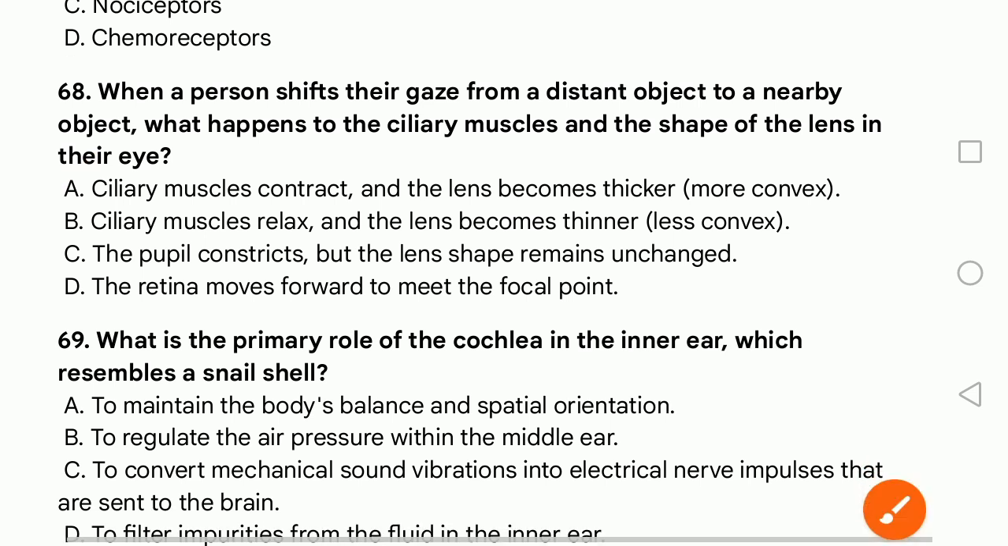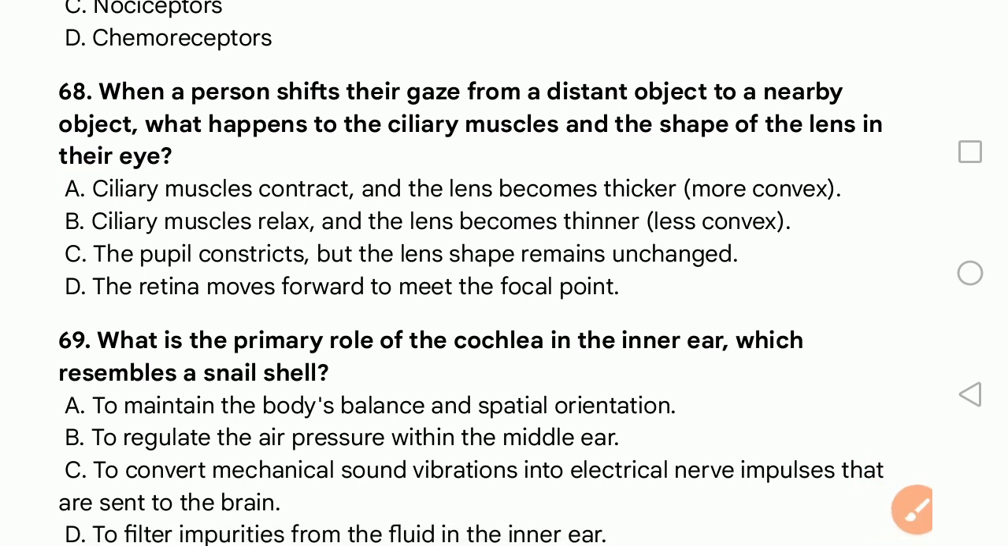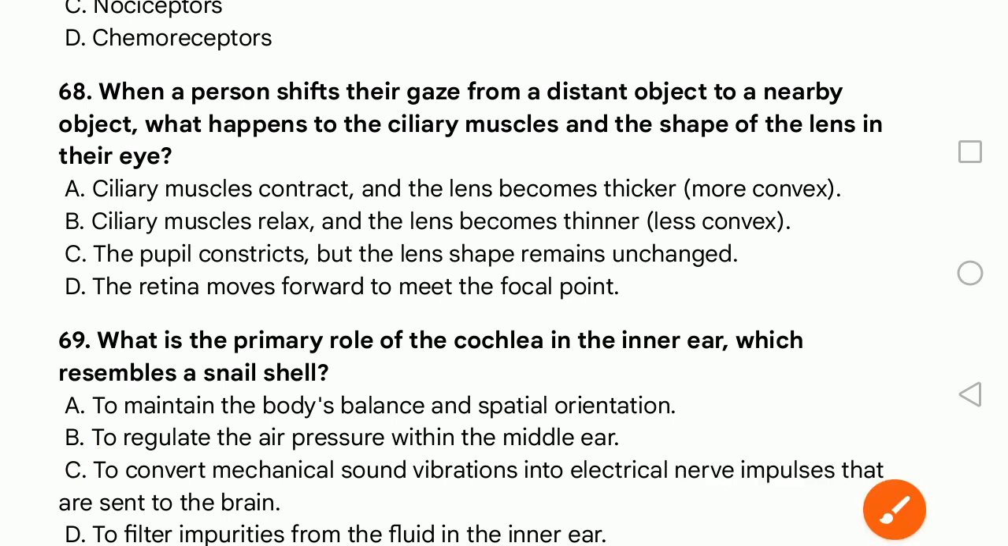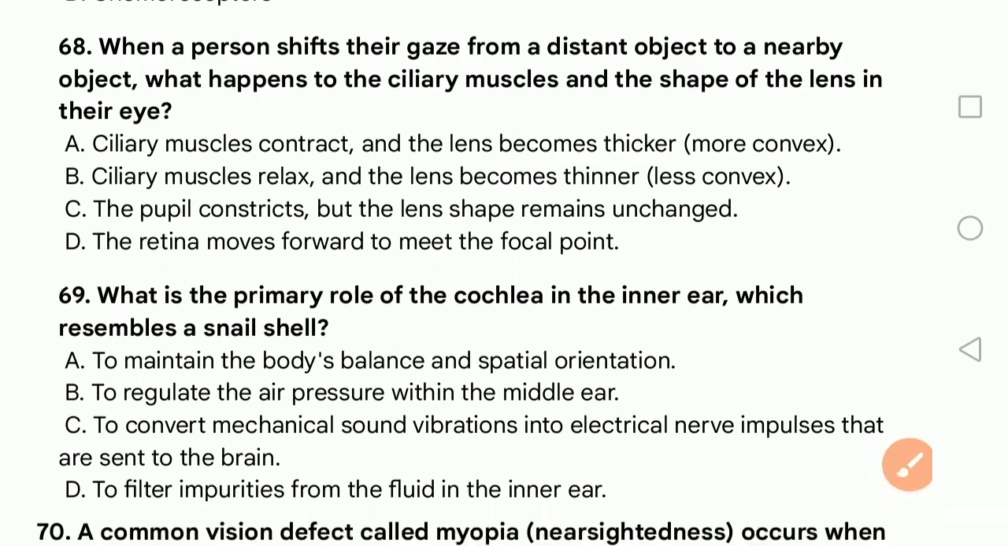69. What is the primary role of the cochlea in the inner ear, which resembles a snail shell? To convert mechanical sound vibration into electrical nerve impulses that are sent to the brain.